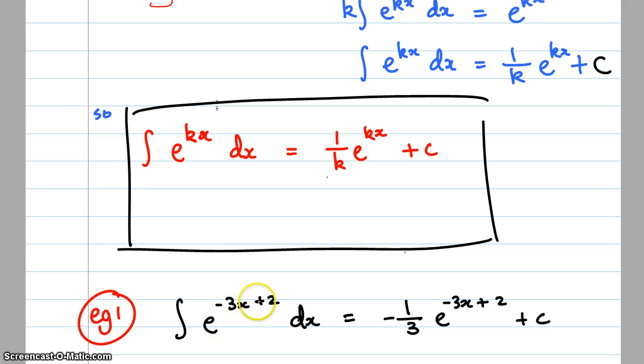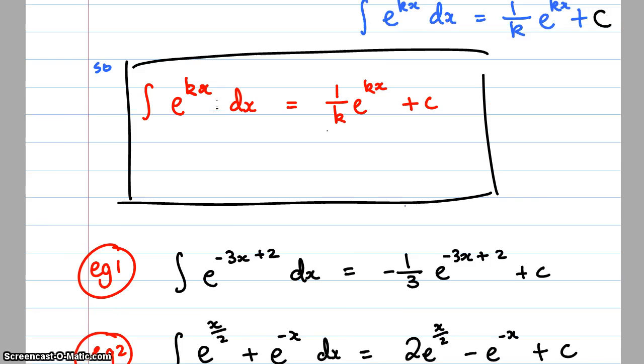e to the negative 3x plus 2 dx. If I do the diff of this bit up the top here, the diff of that becomes negative 3. So then I do 1 on negative 3, but I don't change the e to the power of, and so I just get 1 on negative 3, e to the negative 3x plus 2 plus c.